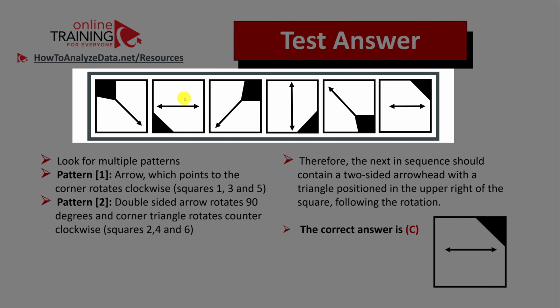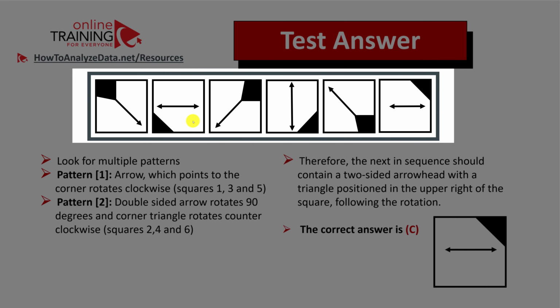One pattern is in the squares 1, 3, and 5. What we see here is an arrow which rotates, and this particular arrow rotates clockwise, specifically the core of the arrow. So the first one is in the upper left corner, then in square number 3, it moves into the upper right corner, and then in square number 5, it moves to the bottom right corner.